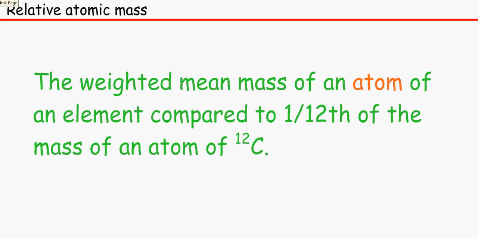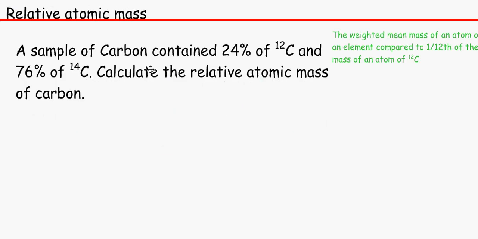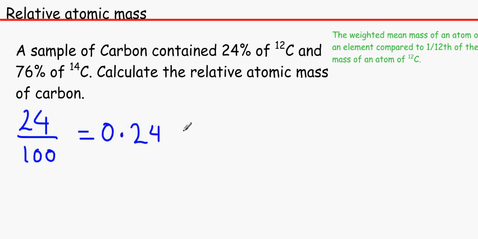So in a sample of any element like carbon, say for example, there's usually different isotopes of it. So we have 24% of carbon-12 here and 76% of carbon-14 here, and we need to find the relative atomic mass of carbon, the weighted mass of carbon. So what we do, we change the percentage into a decimal by dividing it by 100, and then we times it by the mass. And we do it for the second one as well.